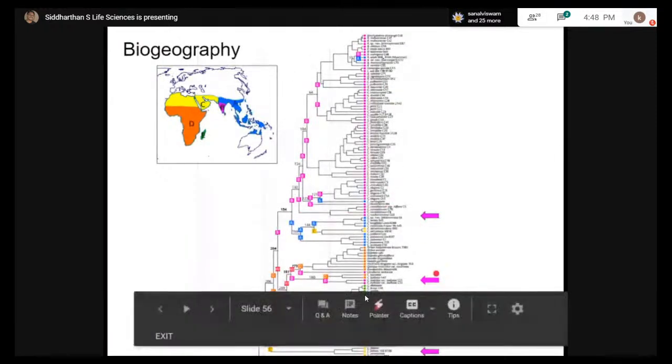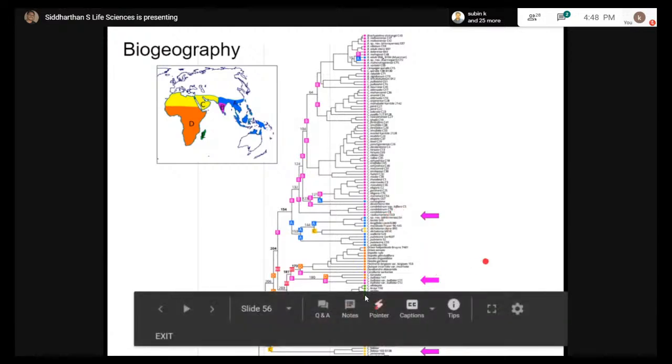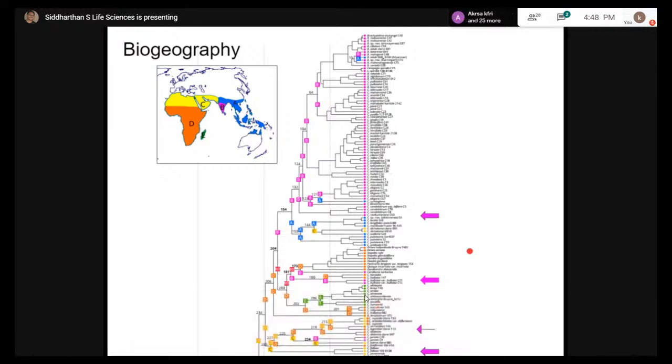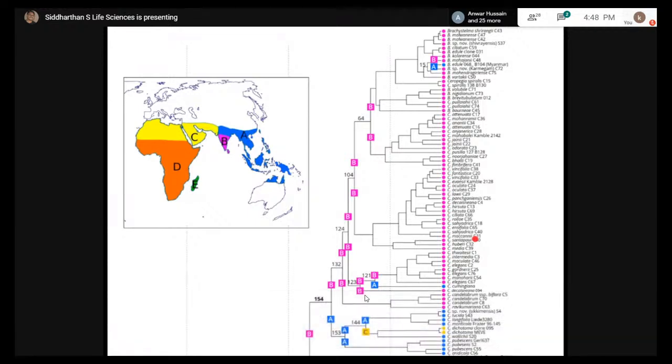The other two dispersals are the Serafitia bulbosa and Serafitia gentia, two dispersals. And there's also dispersals in another lineage, the Stapelia lineage here. It's not very clear, but I'm just mentioning there are three dispersals within the genus Serafitia and one dispersal in the Stapelia group, which is indicated by the arrow here.